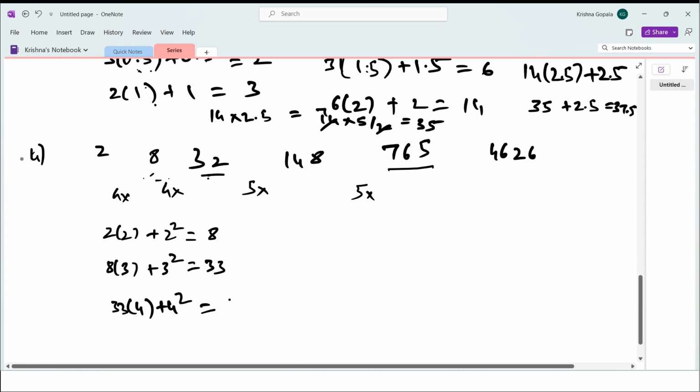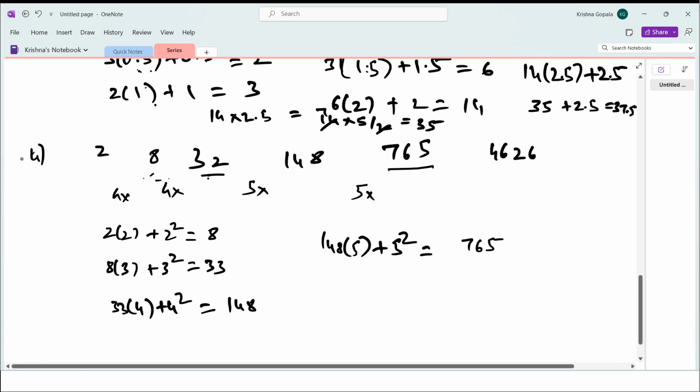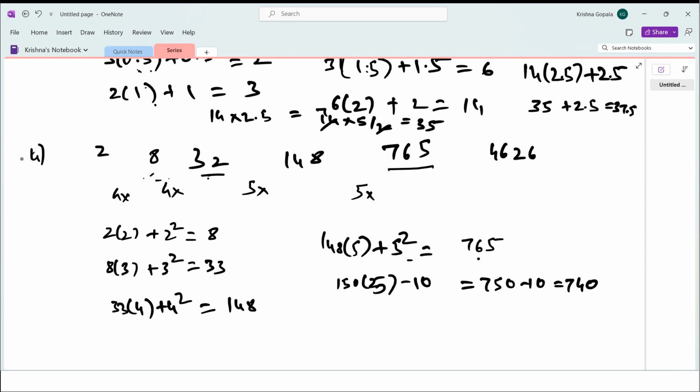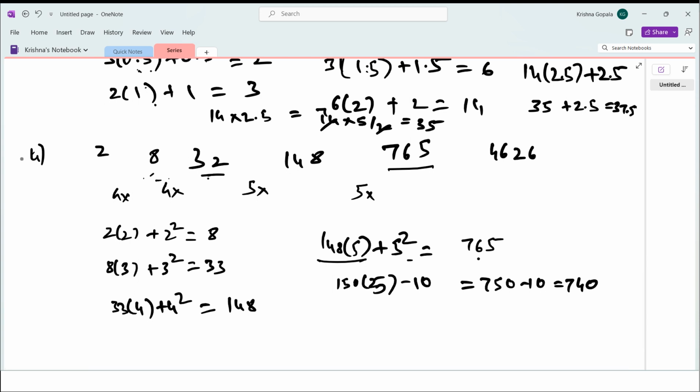Is 148, right? And 148 into 5 plus 5 square. 148 is by how much? This is equal to 765, right? 148 into 5 is equal to 150 into 5 minus 10, right? How do you do this? Is equal to 750 minus 10, equal to 740. 740 plus 5 square equal to 765. Just by looking at 148 into 5, you should mentally do it. 148 into 5 is equal to 750 minus 10, which is equal to 740. Okay, just by looking at this, it is 740 plus 25, it is 765.